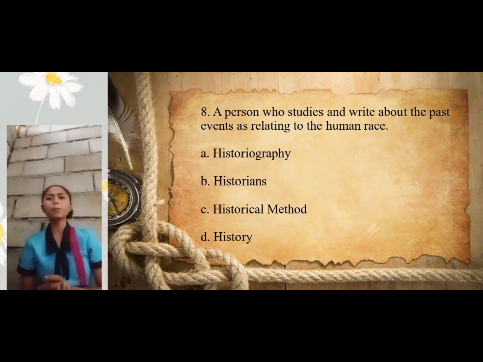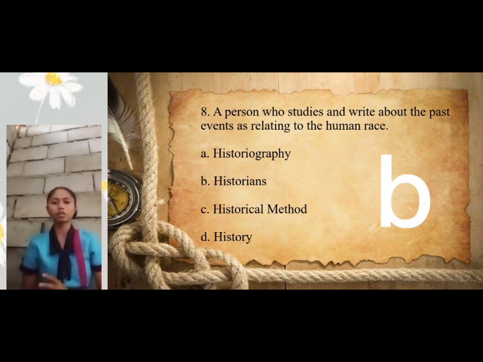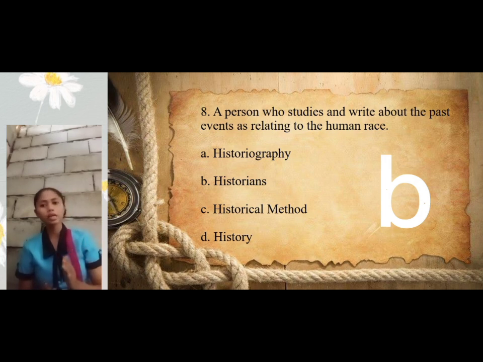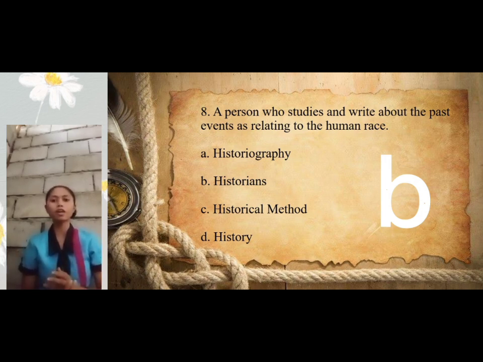Number 8. A person who studies and writes about past events as relating to the human race. See, the answer is historian. So a historian is a person who studies and writes about the past and is regarded as an authority on it. They are concerned with the continuous, methodical narrative and research of past events as relating to the human race, as well as the study of all history in time. So a person who studies and writes about the past is letter B, historians.